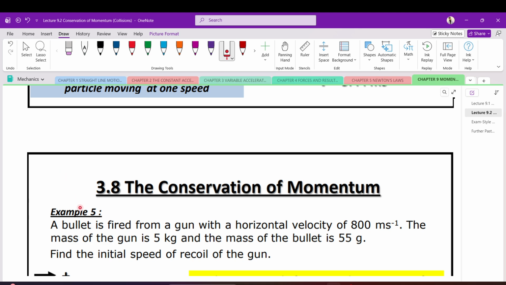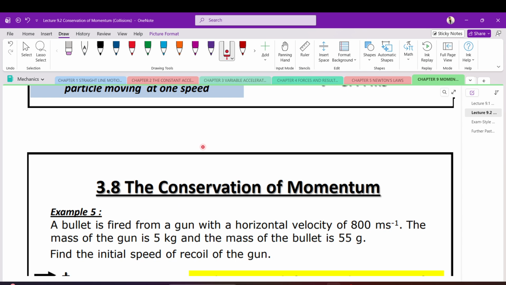Now, this question is the one where we discussed explosions. During explosions, what happens? You have one bigger object, an explosion takes place, and now you have two smaller objects traveling either in the same direction or in opposite directions. Okay, so when we have the example of a gun, within a gun you have the gun itself and you also have the bullet inside.